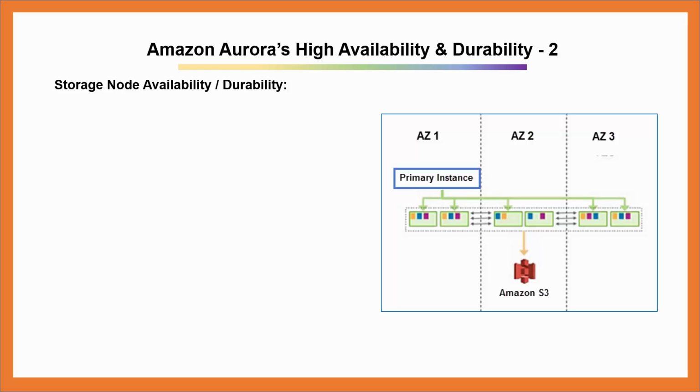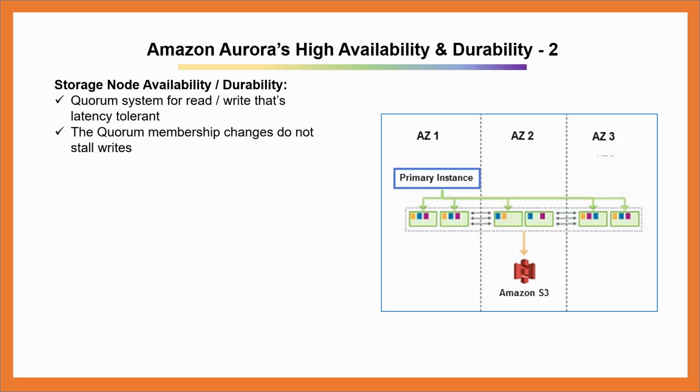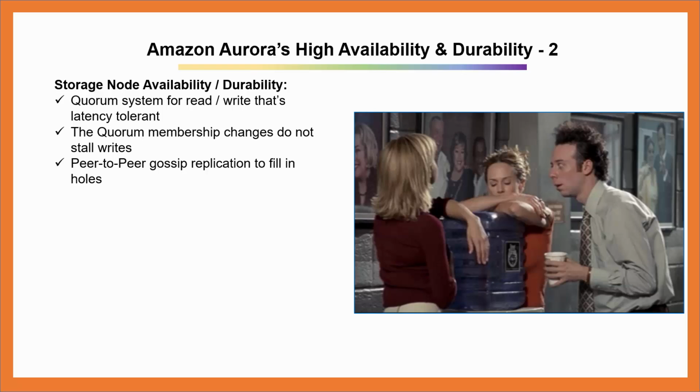Talking about storage node availability and durability, Amazon Aurora implements a technique called Quorum that enforces consistent operation in a distributed system. It's used as a replica control method and a way to ensure transaction atomicity in the presence of network partitioning. The Quorum membership changes do not stall writes. Peer-to-peer gossip replication fills in the holes. The gossip protocol discovers and shares location and state information about the other nodes in the cluster and is persisted locally by each node. This has been likened to gossip around a water cooler, whereby at the end of the day, everyone has heard the latest gossip at least once, if not many times.